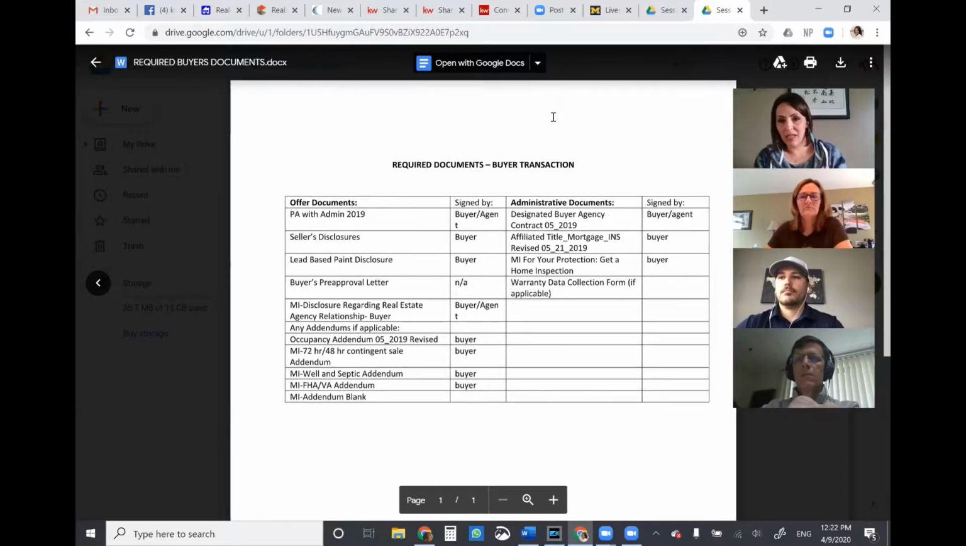On the right side of that chart, those are documents that you also need to have signed. However, they are for compliance inside of our market center. They're not offer related, if that makes sense.